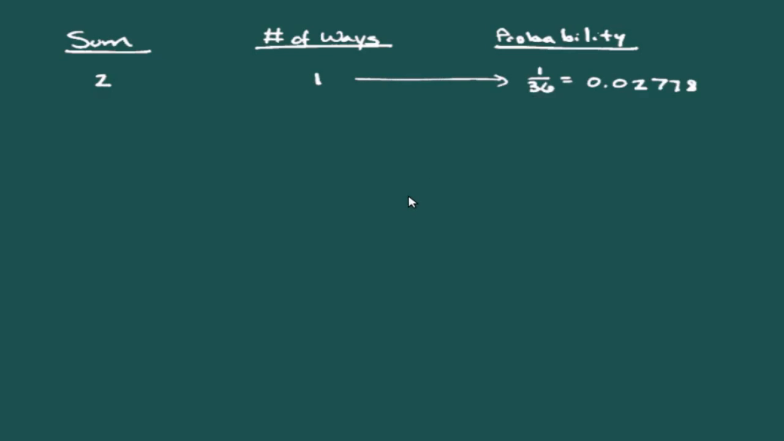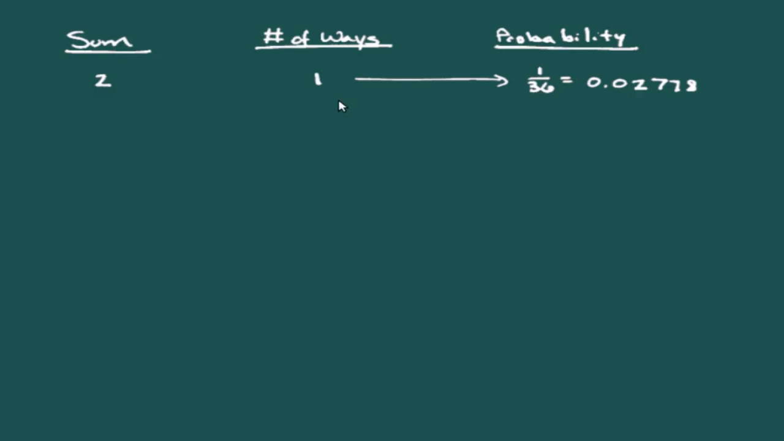If we put all of that information in the table, we write out our sum, our number of ways, and our probability. Just to remind you, probability is the number of ways that the event can happen divided by the total number of things in your sample space. We've got 36 possible outcomes from our experiment, so our denominator is always going to be 36.